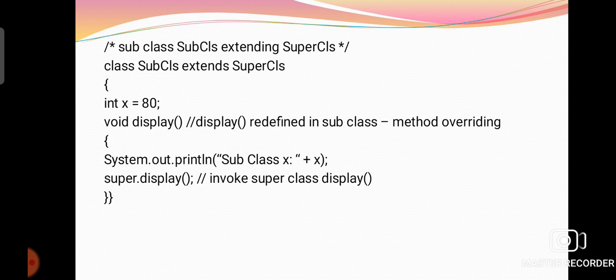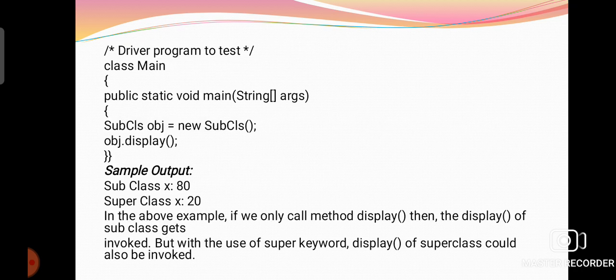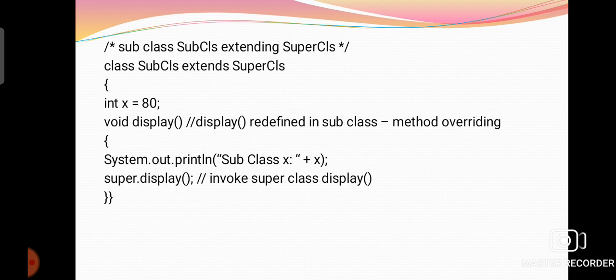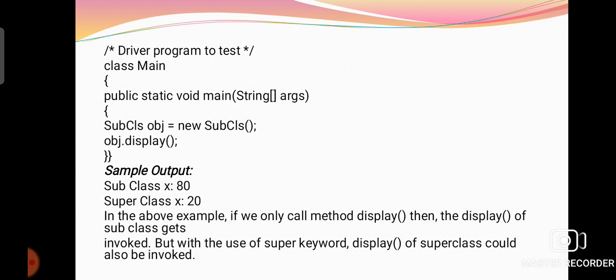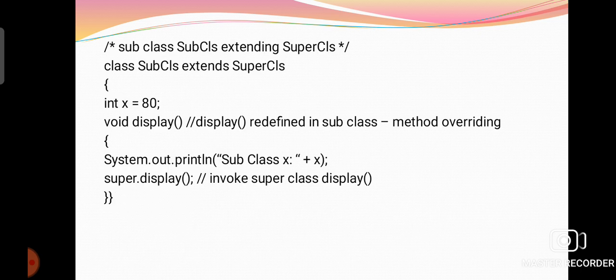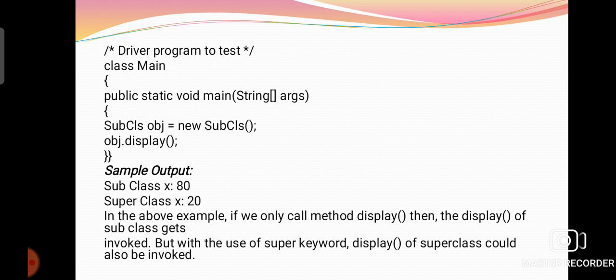Then only it will be recognized that this particular method is the method of the parent class. So super.display. We will get the output accordingly with the help of the subclass object. We are calling the display method. When we call the display method, initially the display method is under the subclass. So that display method in turn calls the display method of the parent class, and we will get the output accordingly.